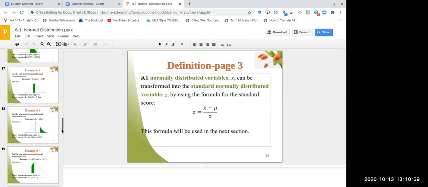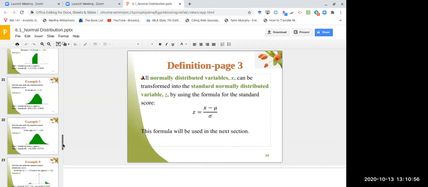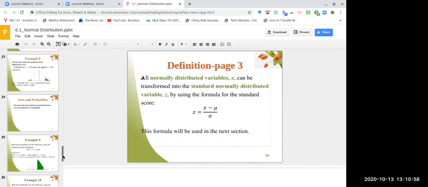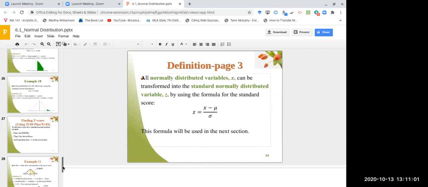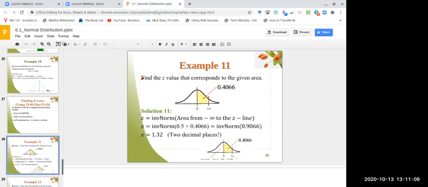So the rest of this deals with how to use your calculator to find standard normal scores, okay? You're going to be using your calculator. The rest of this focuses on that. All of the examples focus on that. And then there's 2 examples toward the end here that focus on going the other way, finding z-scores when your areas are given.